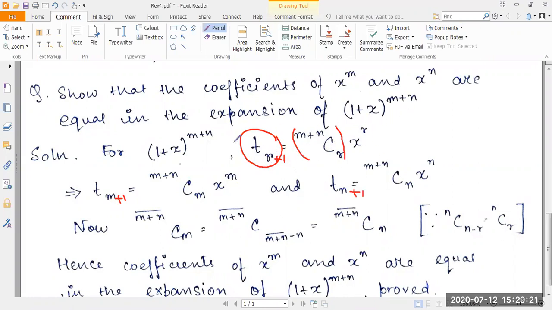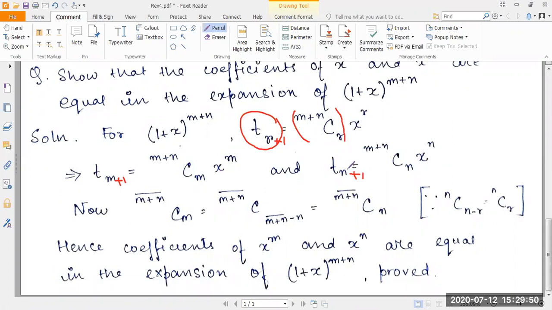If we use induction or basic intuition, then the T(m+1) term will be (m+n)Cm x to the power m, and T(n+1) is (m+n)Cn x to the power n. That's the basic relation, and we have converted it to a term that we need, so that we essentially need x to the power m and x to the power n. So we have converted the expression that we know to an expression that we need.